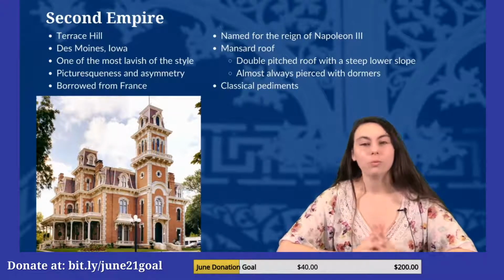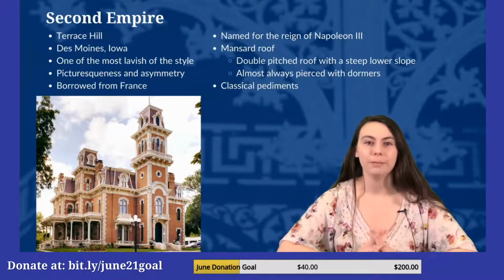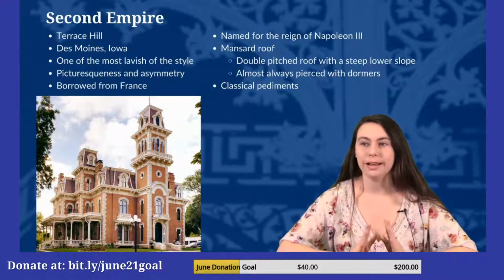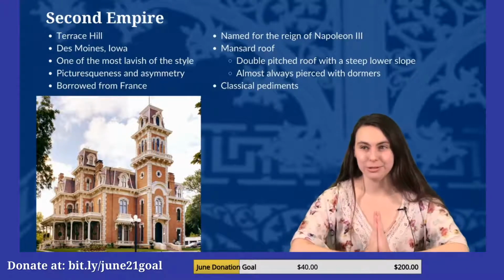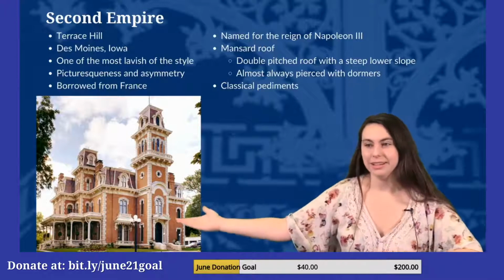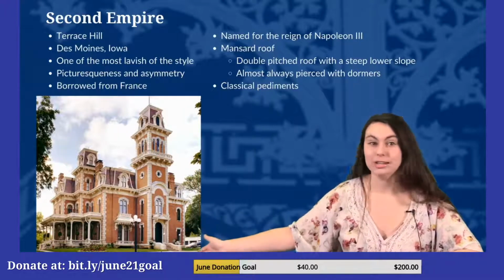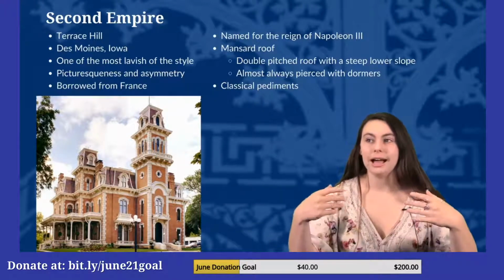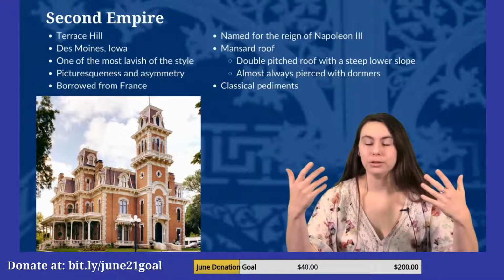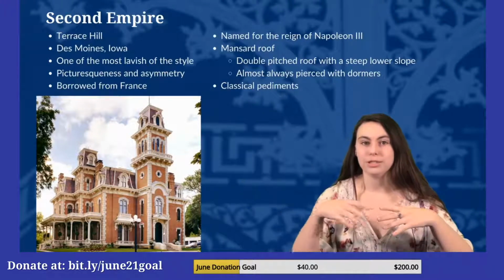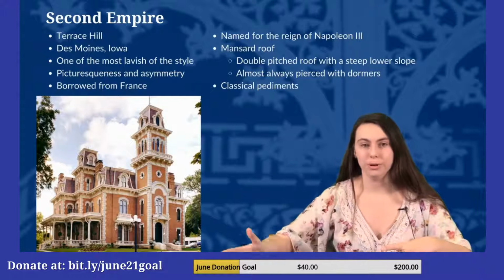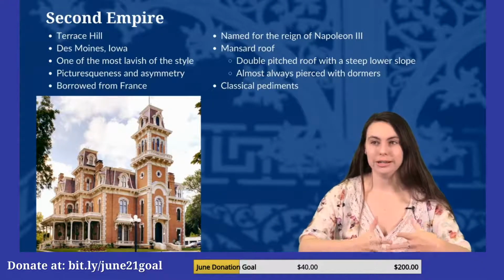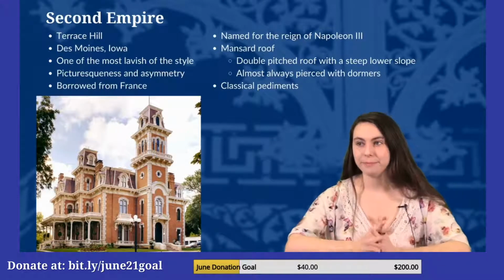So we have been doing symmetry for about half a century now, almost a whole century. And now we are going for picturesqueness and asymmetry. If I cut down the middle of this, it does not look the same on either side. This is very much borrowed from France, as this was named for the reign of Napoleon III, which is the Second Empire of France. After France goes through all of its revolutions and uprisings, Napoleon III gets in charge, and it is now called the Second Empire.